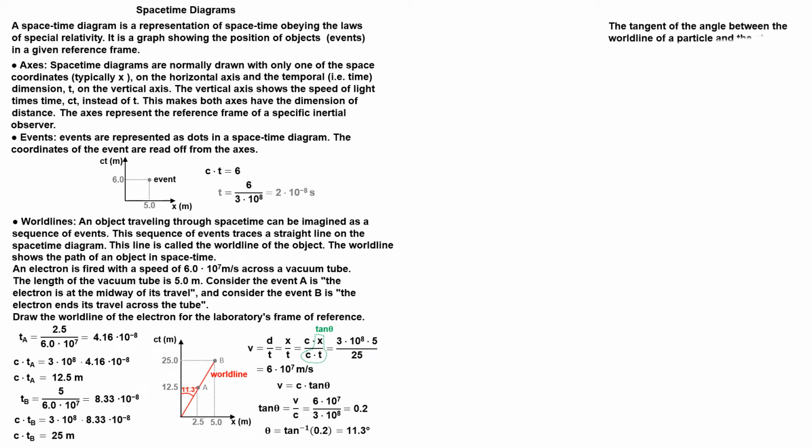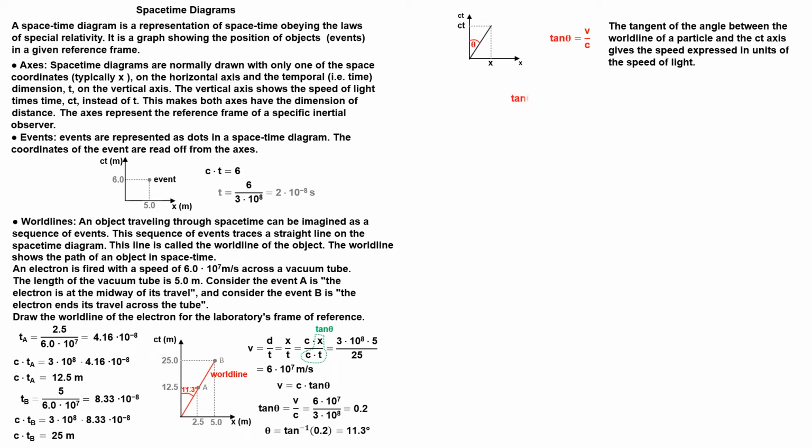We can see that x divided by ct is the tangent of the angle of the worldline with the ct-axis. So it's also pretty easy to find the angle of the worldline with the ct-axis. The tangent of the angle between the worldline of a particle and the ct-axis gives the speed expressed in units of the speed of light.